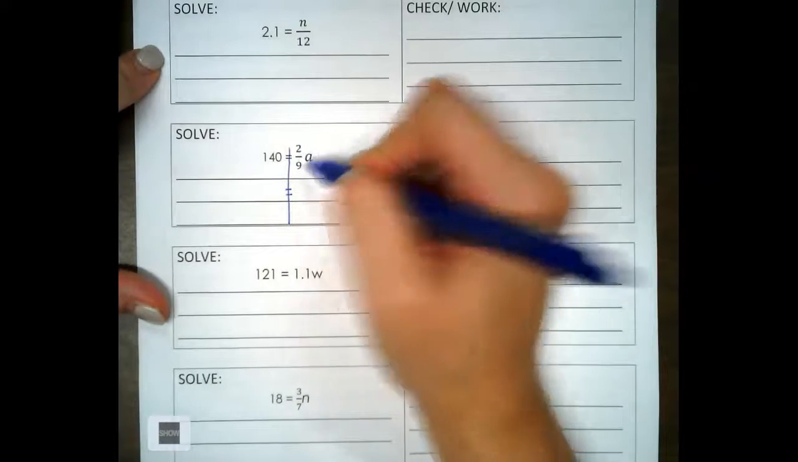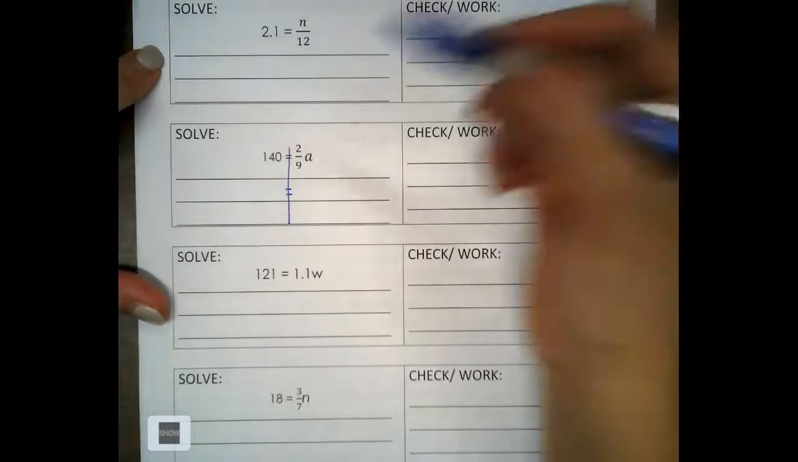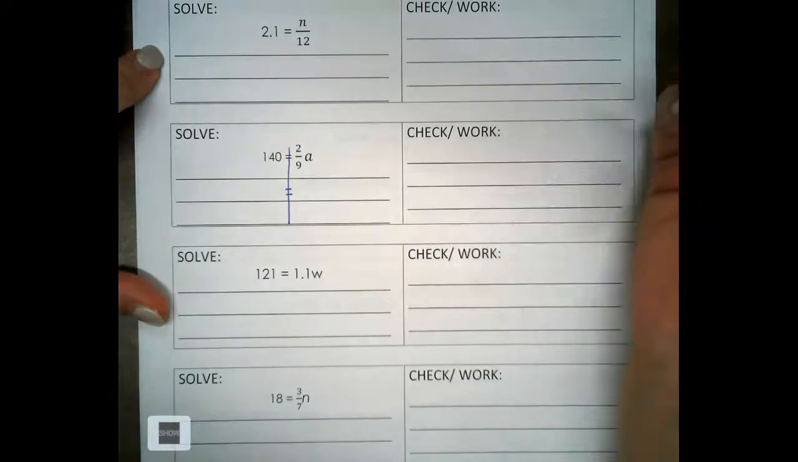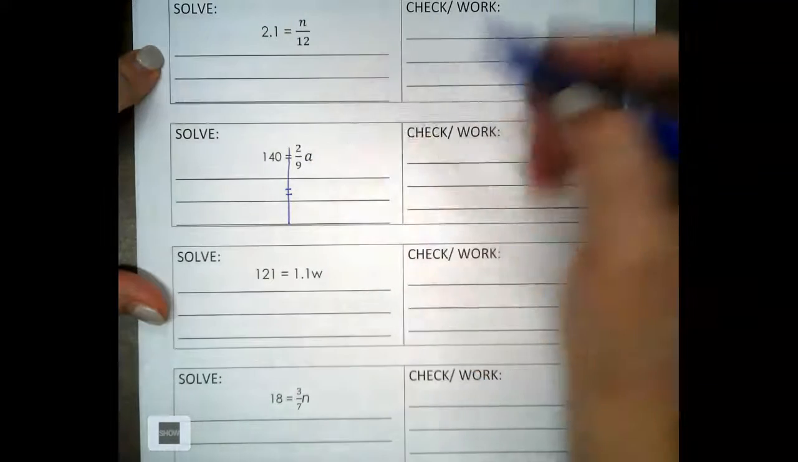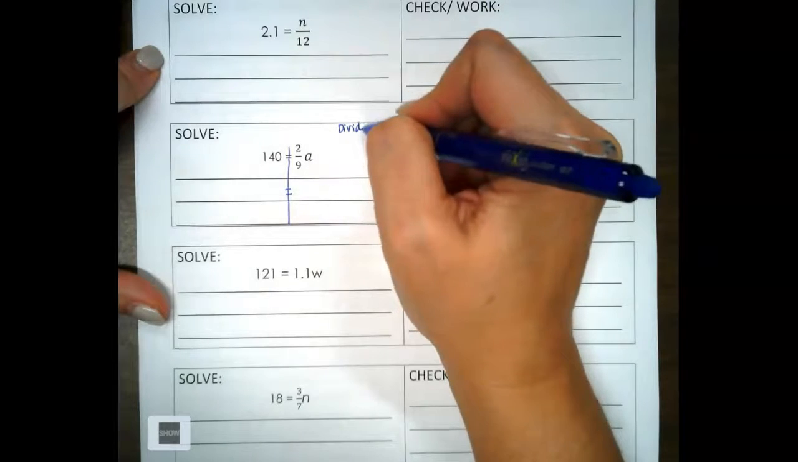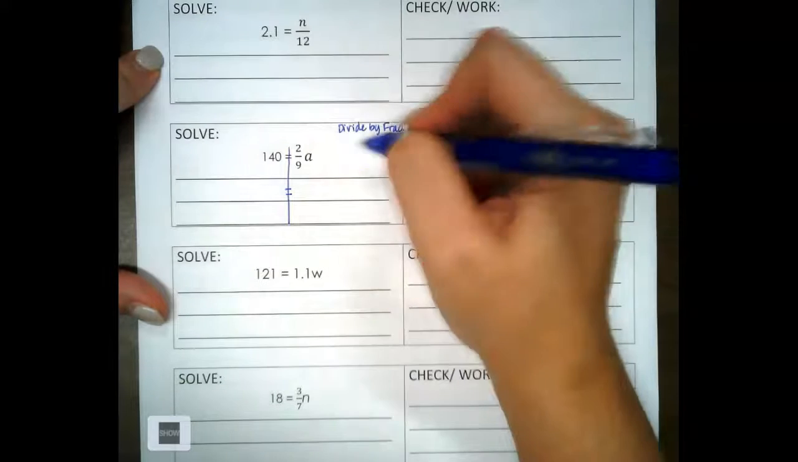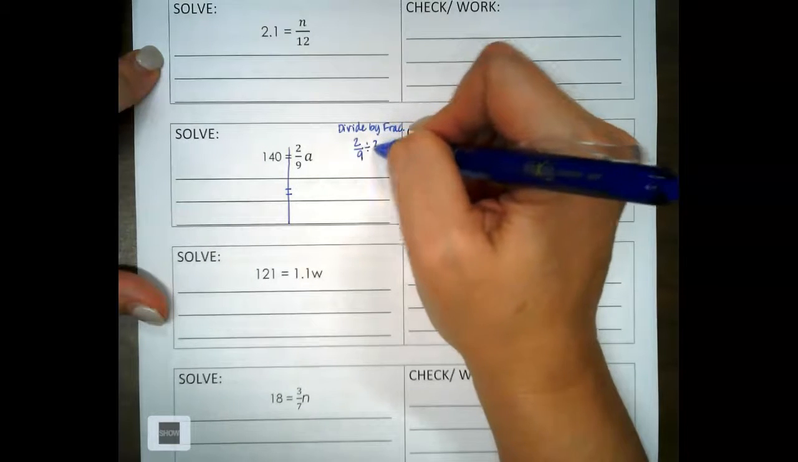They're multiplying by a fraction. Okay, the inverse or opposite of multiplying by a fraction is to divide by a fraction. So we're going to divide this side by 2/9. So if you have to divide by a fraction, what we're going to do is do the 2/9 divided by 2/9.